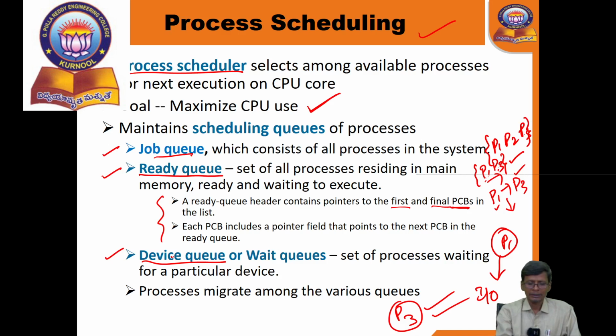So like that, the device queue or the wait queue contains a set of processes which are waiting for the input or output device. So these are the three queues required in process scheduling: job queue, ready queue and device queue. And one more point here: for every device there is a separate device queue. For input devices we have multiple device queues, and for every output device we have multiple device queues. So for every device there is a separate device queue.